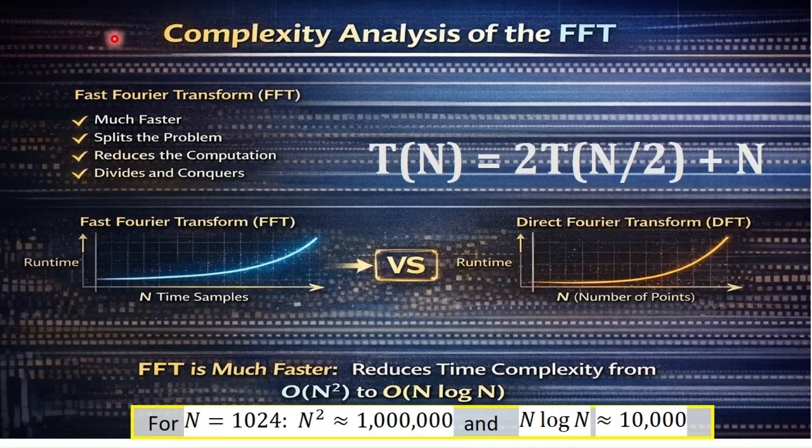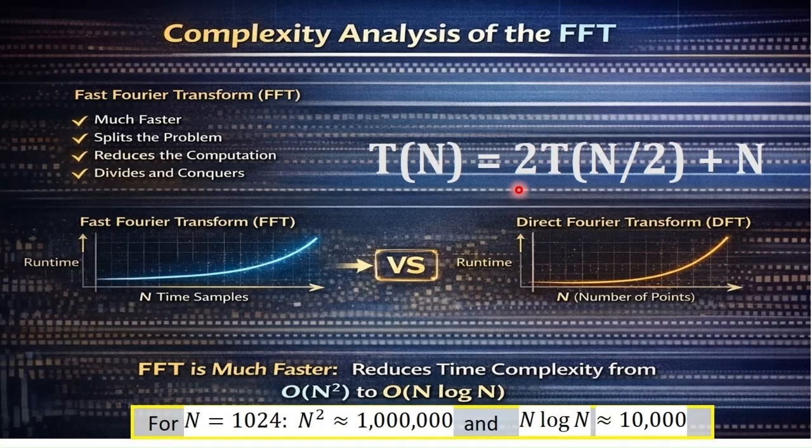Now, let's get into the complexity analysis to see exactly why the FFT is so much faster. When we analyze an algorithm, we don't measure time in seconds because hardware varies. Instead, we define a function, T(n), which represents the number of basic computational operations required for a problem of size n. In the standard radix-2 FFT, we use a divide and conquer approach.